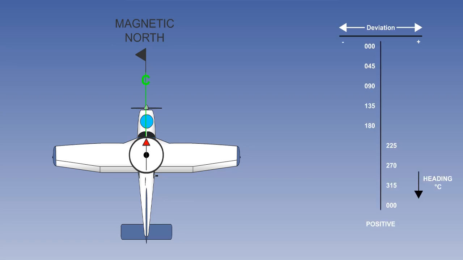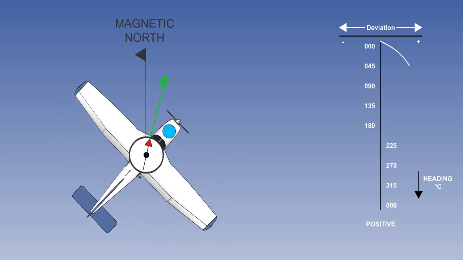If we also create a graph, we can plot the deviation caused by the blue pole as we rotate the aircraft through 360 degrees. So let's look first at the effect the blue pole will have when the aircraft is heading north. The blue pole and the red end of the compass needle are aligned with the Earth's magnetic field, and so there'll be no deviation. Let's see what happens now if we turn the aircraft onto a compass heading of 045 degrees. The blue pole is now out to the east of magnetic north, and so the compass needle will point, or be deviated, to the east.